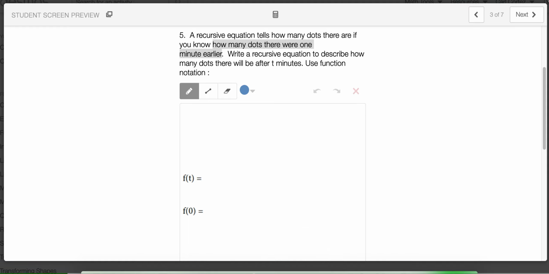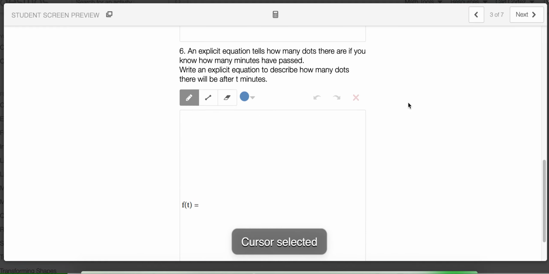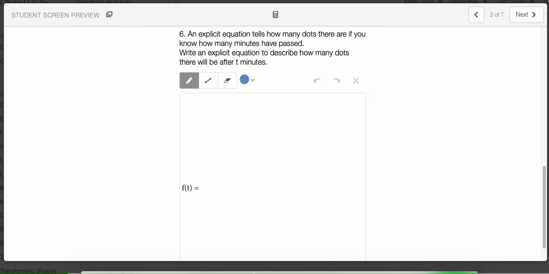And as we move towards the explicit, this tells us how many dots there are if we know how many minutes have passed. Well, this can always vary. So we already found this on the previous page. This is 3 times parentheses 2 to the t power. Boom.